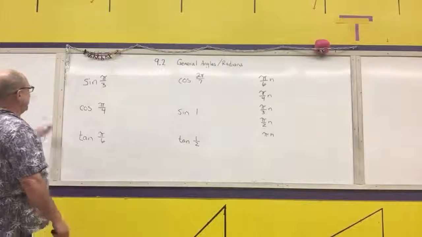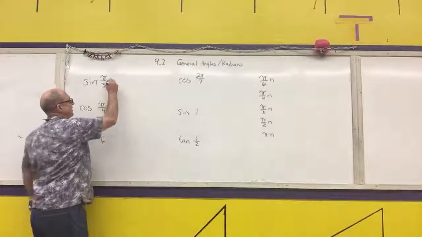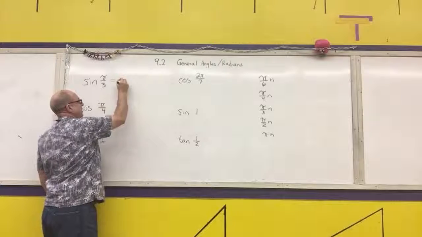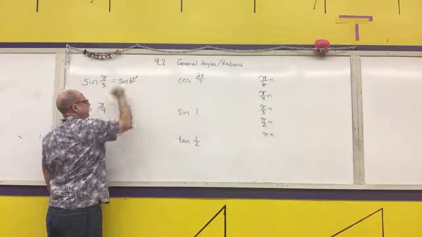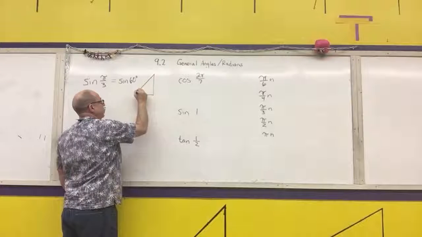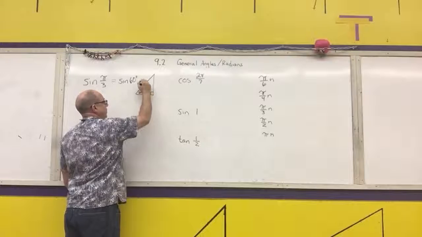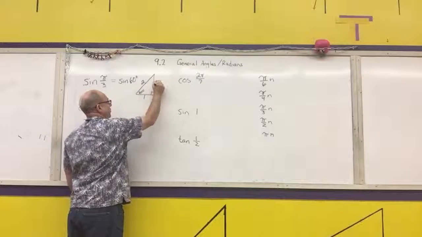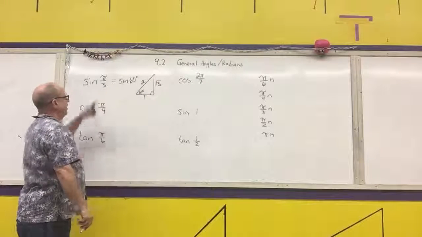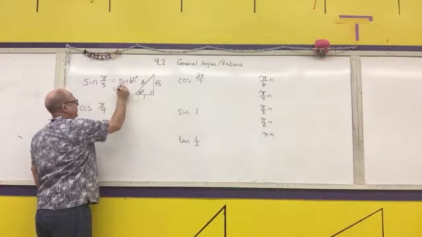So sine of pi thirds is the same thing as saying what is the sine of 60 degrees. And for 60 degrees we have a memorized triangle, which is short side is 1, hypotenuse is 2, and then the square root of 3. And we know that sine is opposite over hypotenuse, so this would be the square root of 3 over 2.